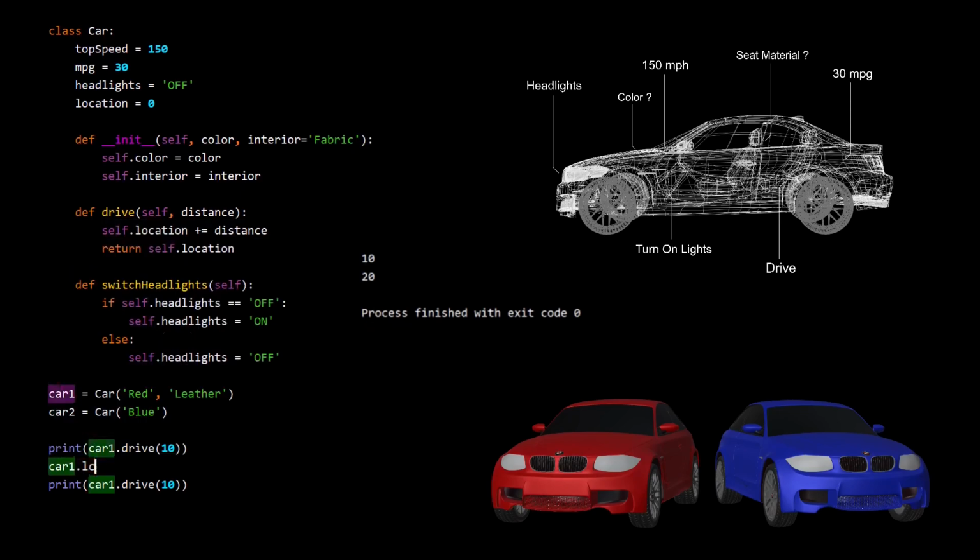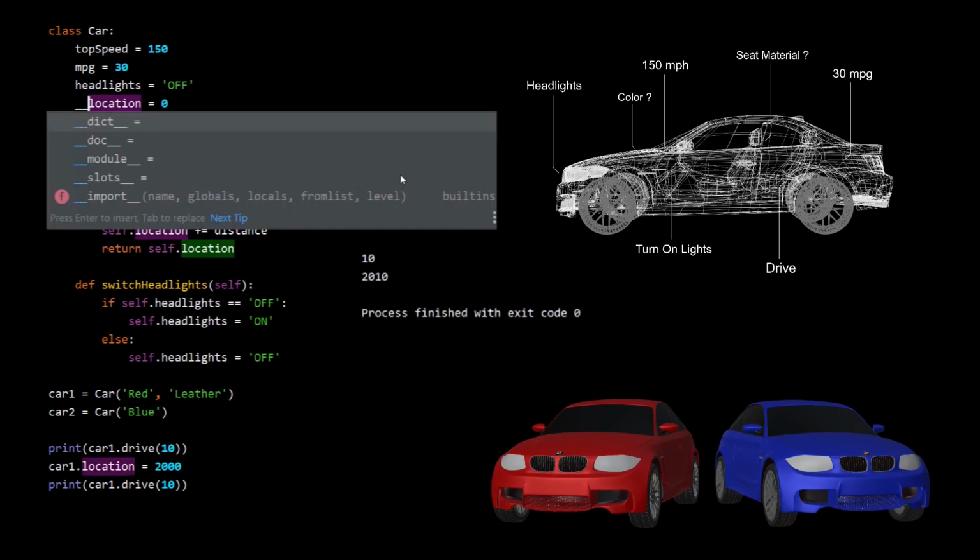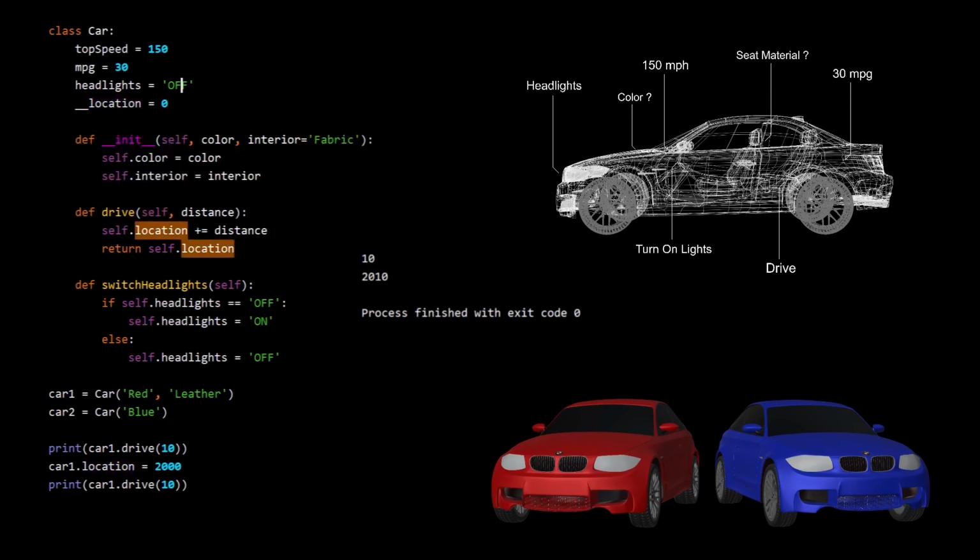So if I set car1 location to 2000, now I suddenly get 2010 at the end, even though I didn't drive that much. I only drove 20 miles. To safeguard ourselves from a scenario like that, Python has something called a private attribute. So we can achieve that by adding 2 underscores before the attribute name.